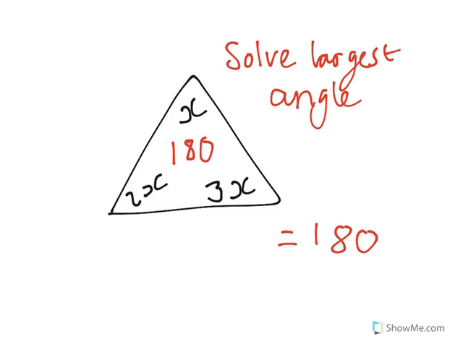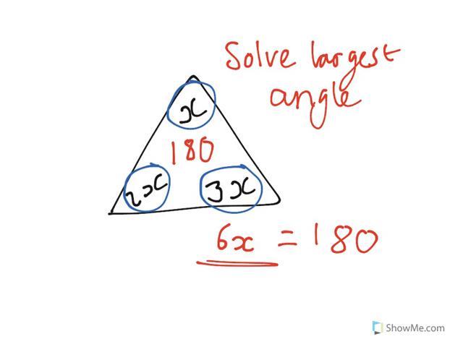But let's look at each individual angle. So we've got x, we've got 2x, and we've got 3x. If we added those all up together, that would be the sum of the angles in a triangle. So x plus 2x plus another 3x gets us 6x. Well, now we have an equation. On the left-hand side, we've got what it all adds up to in terms of x, and on the right-hand side, we've got what we know to be true about a triangle, that the angles add up to 180.